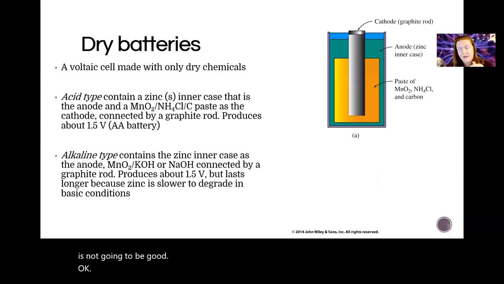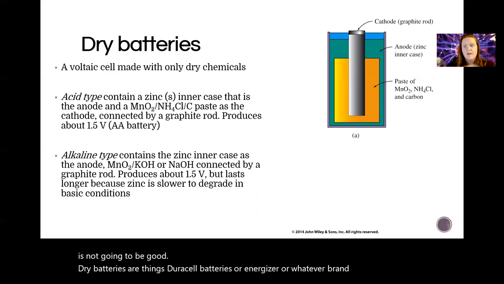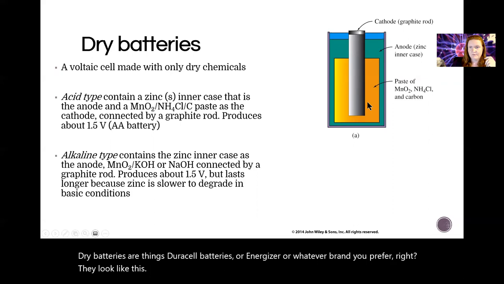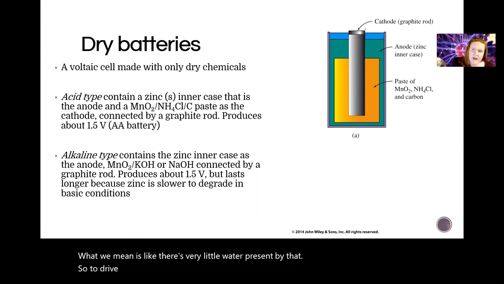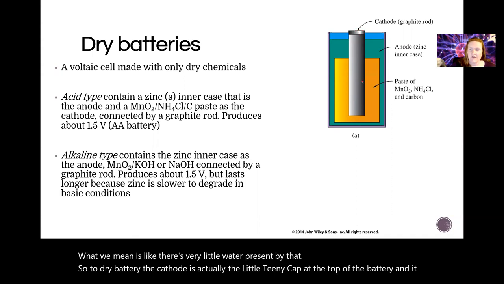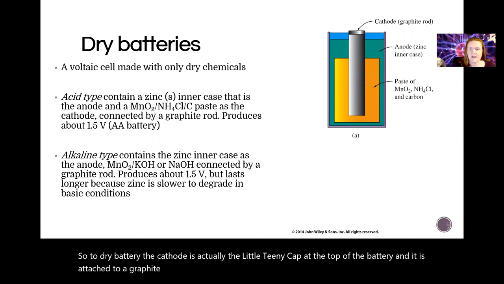Dry batteries are things like Duracell batteries or Energizer or whatever brand you prefer, right? They look like this. In a dry battery, what we mean is there's very little water present. The cathode is actually the little teeny cap at the top of the battery, and it is attached to a graphite rod, which is used to carry electrons around.